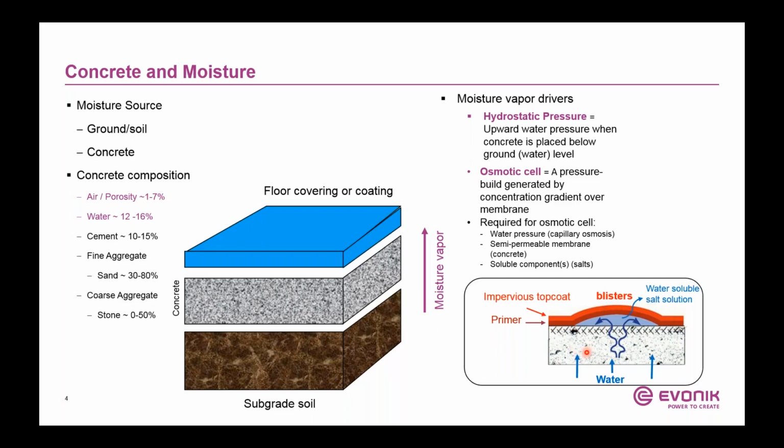And if you look at the drawing below here, if you have potential osmotic pressure, and then you put a floor covering or a coating on top of that concrete, that kind of force can form blisters or disbondment of anything that you place above.